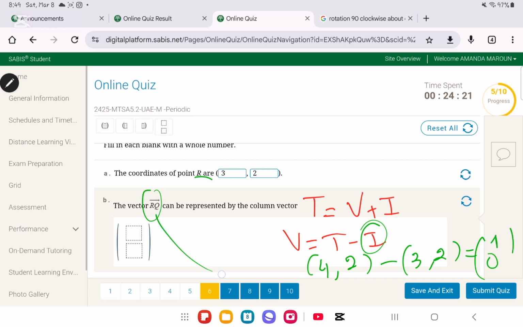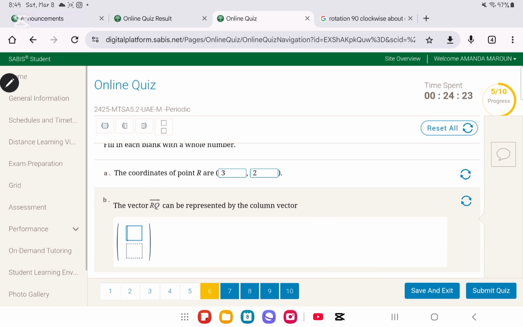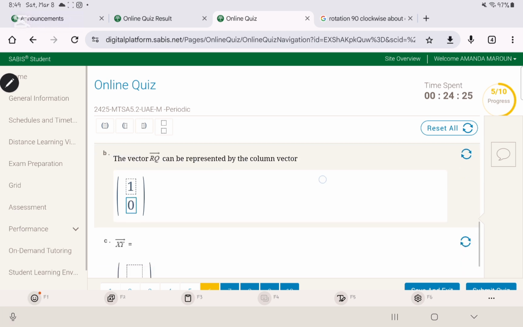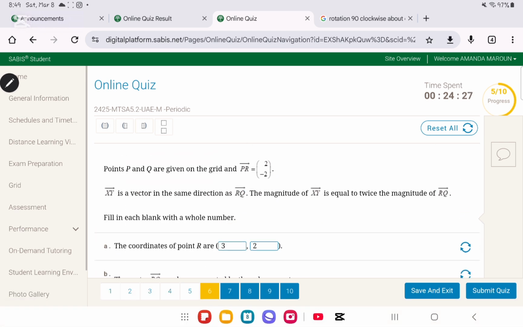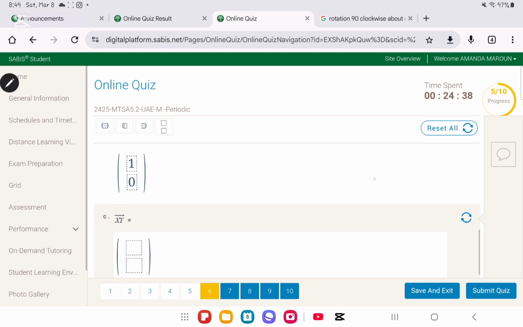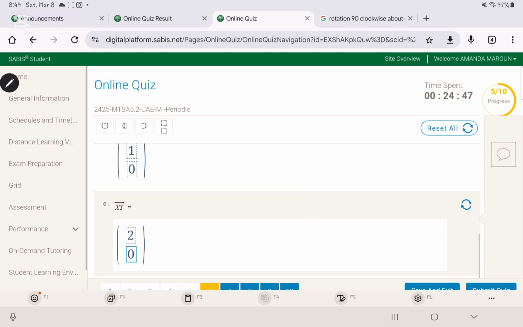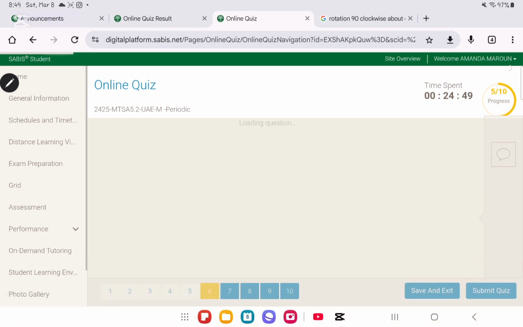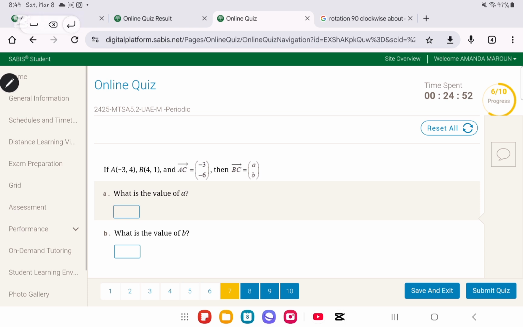So that means RQ is 1, 0. Now, XY, if you go up, you will see that XY is equal to twice the magnitude of RQ. That means XY is equal to 2 times RQ. You already found RQ, which is 1, 0. So very simply, to find XY, you're going to multiply it by 2. So when you multiply it by 2, you're going to get 2, 0. Okay? We move on to question number 7.